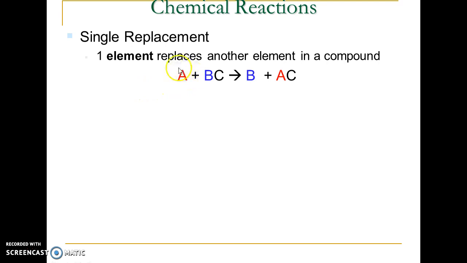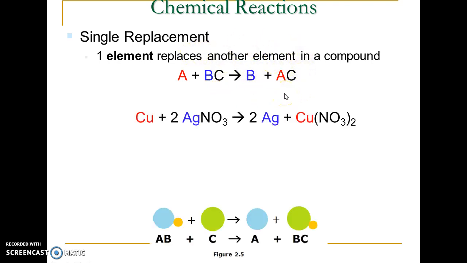I have color-coded it for you to help you see where these elements are going. Here we have A, which is going to be our single element, plus BC, will yield B plus AC. In this case, element A replaces B, and B gets kicked out. So your C and your A will be together as a product.